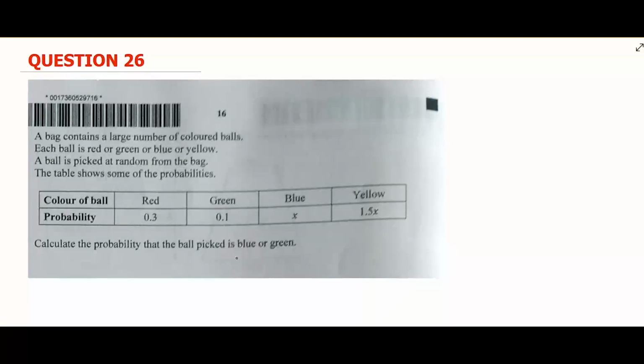So we need to find the probability of blue plus the probability of green. When you have or, it means addition. But the problem here is that we don't know the probability of blue and we don't really know the probability of yellow. So what we're going to do is this. All these probabilities must add up to 1. So that means we can say 0.3 plus 0.1 plus x plus 1.5x must be equal to 1, because all the probabilities must add up to 1.